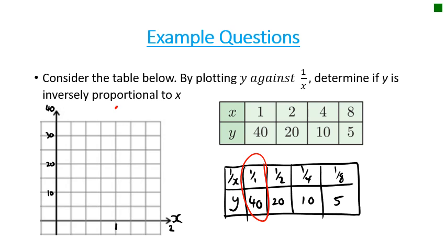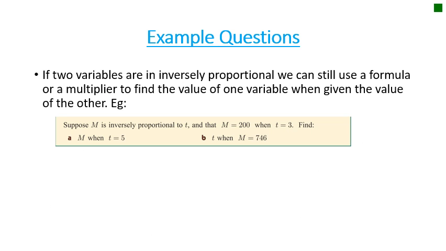1 and 40 will be up here somewhere. Half and 20 will be here. Quarter and 10 will be here. And 1 eighth and 5 would be here. So we can see that this is going to be coming down straight through there, and it's not a very good straight line that I've drawn, but you can see that they are inversely proportional because there's a straight line that's come through.